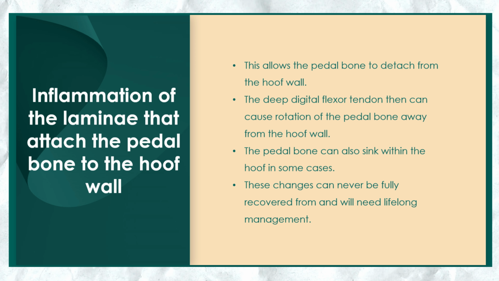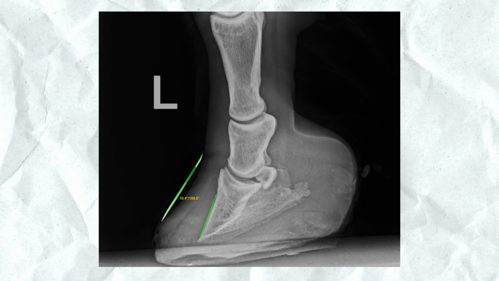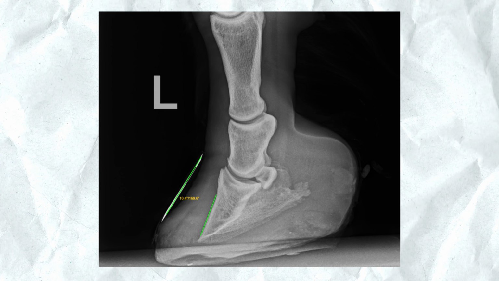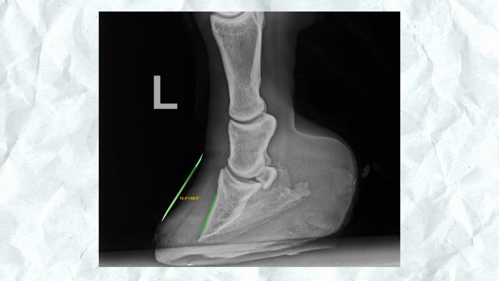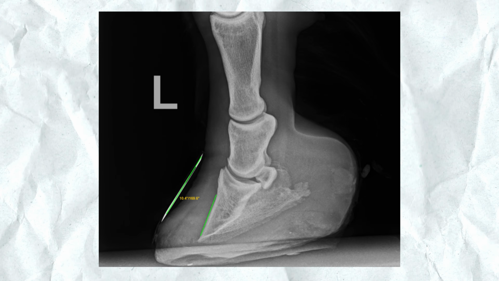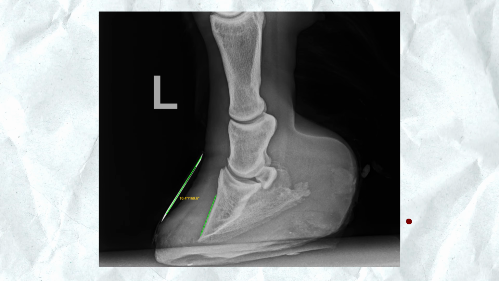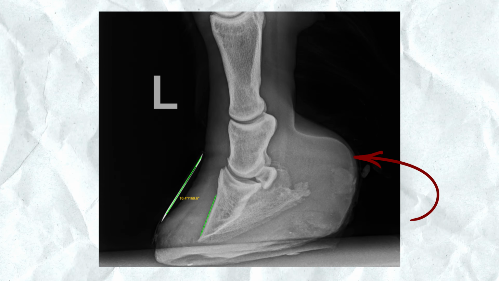This radiograph of a laminitic horse shows clear rotation with the divergent angle between the hoof wall and the front of the pedal bone. The radiograph also shows an excessive amount of heel growth.